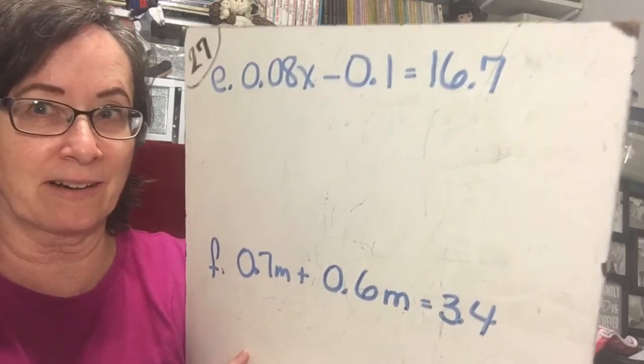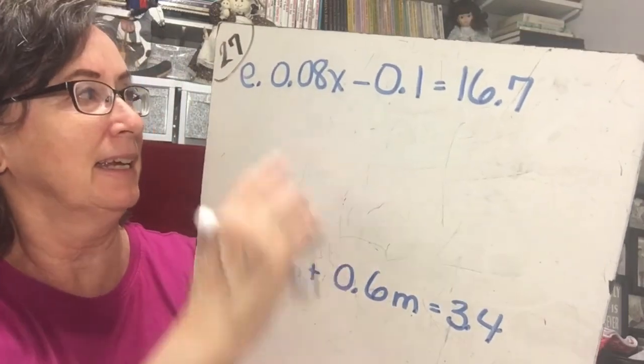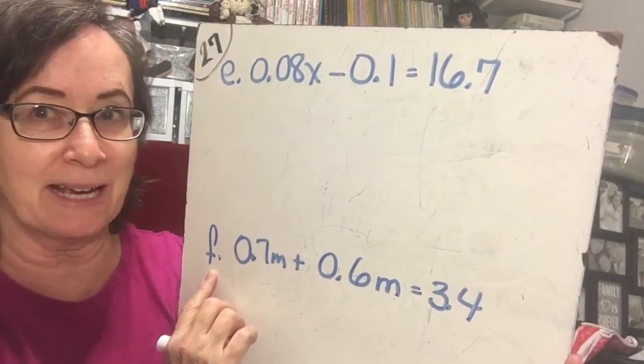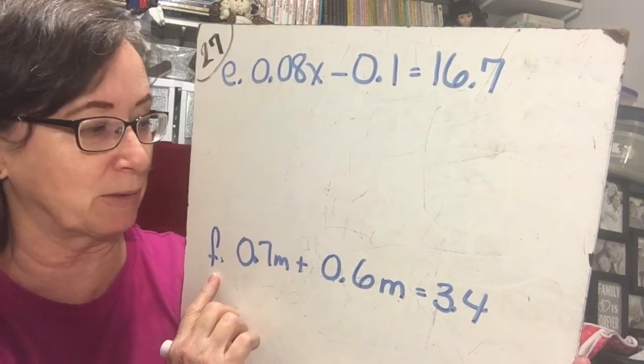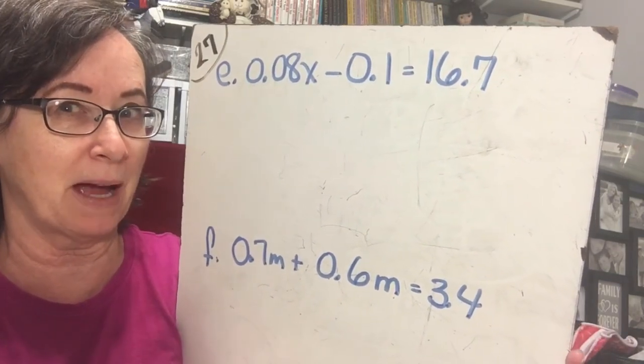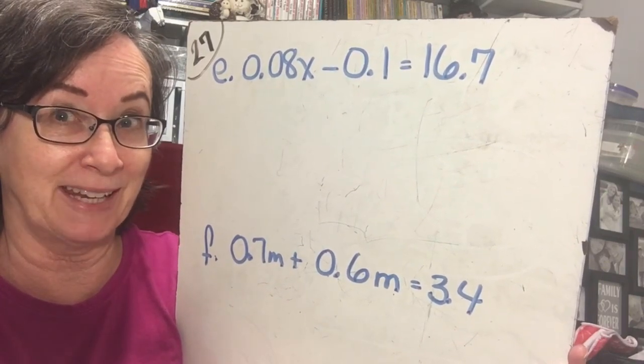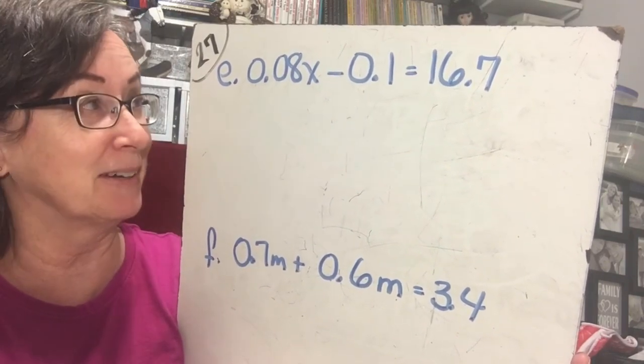Okay, so this is our last hurrah for this lesson. This is practice E and F, so go ahead and copy those down. These are the decimal problems that we're going to do by multiplying by a power of 10. Then pause your video. Go try it on your own.